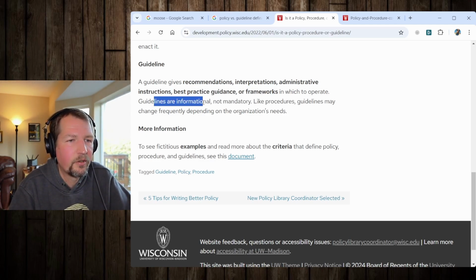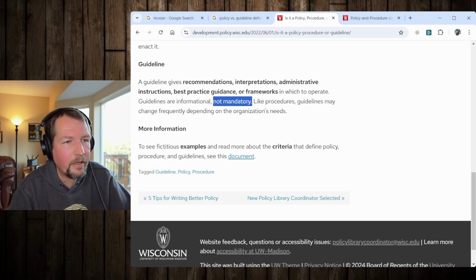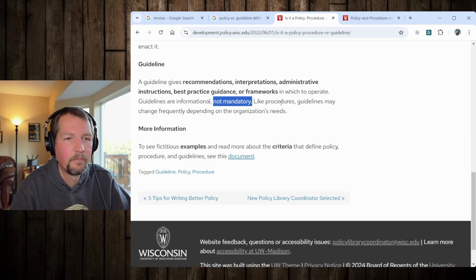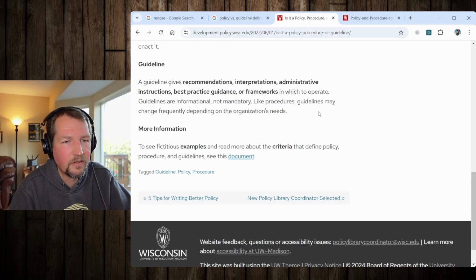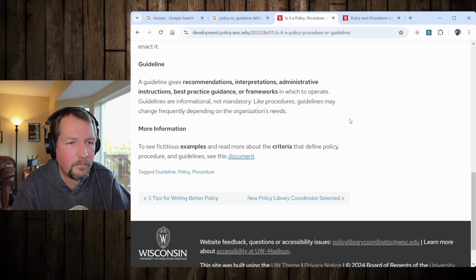Okay. Guidelines are informational, not mandatory. So employees need to know what is mandatory and what is not. That's the key here, guys. Don't be confusing. Words matter, and these words matter, so we're going to try and get them right. Like procedures, guidelines may change frequently depending on the organization's needs. Well, I just talked about how best practices can change depending on the time, new technology, new products, new market segments, whatever it is you're doing with your job. So I think they agree with me there. So that's good. And then they say to see fictitious examples and read more about the criteria, see this document.